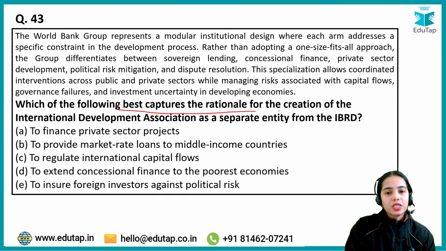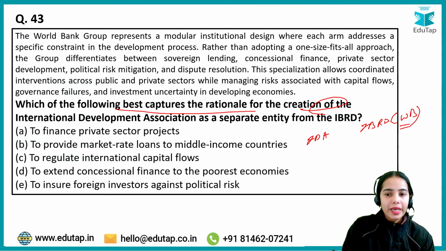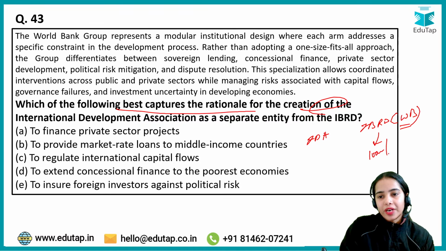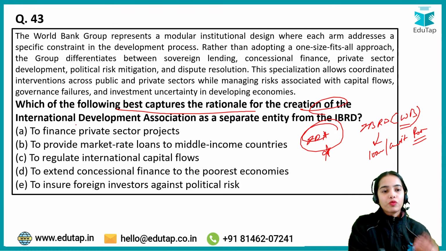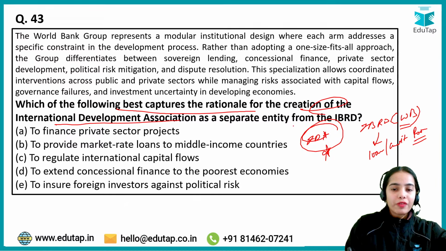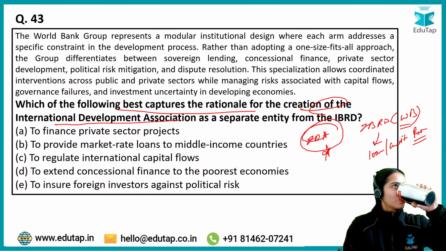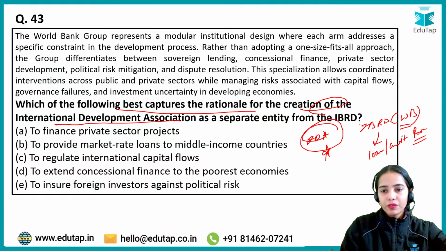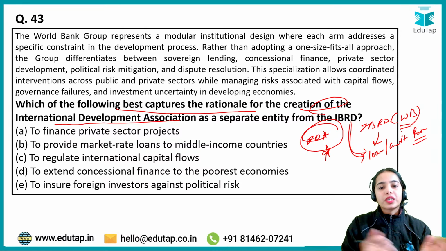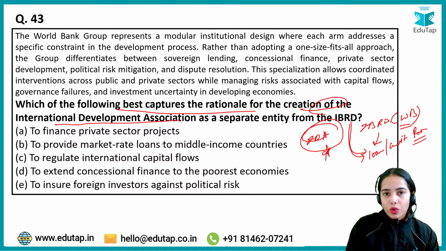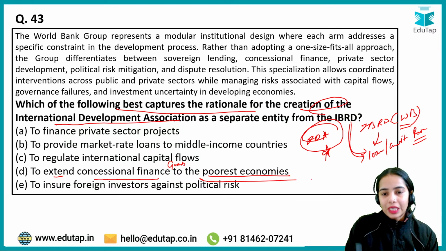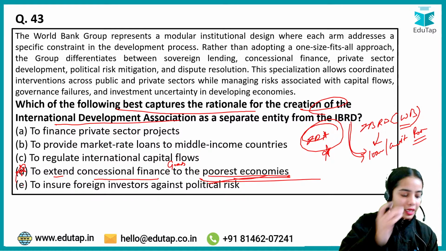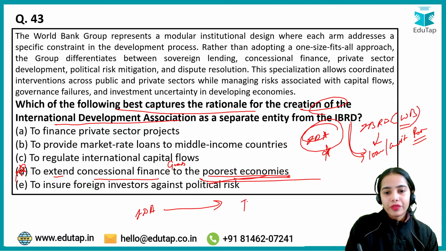Now, which of the following best captures the rationale for the creation of IDA when we already had IBRD? IBRD, now known as the World Bank, provides loans and credit to the poor but credit-worthy countries. So why was IDA made? Why was there a requirement for the International Development Association when we already had the IBRD, which was providing loans and credit to the poor countries? IDA was created to extend concessional finance or to provide grants to the poorest of the economies, the poorest of the countries. Okay, so this is the right answer. And IDA works in close cooperation with the IBRD.